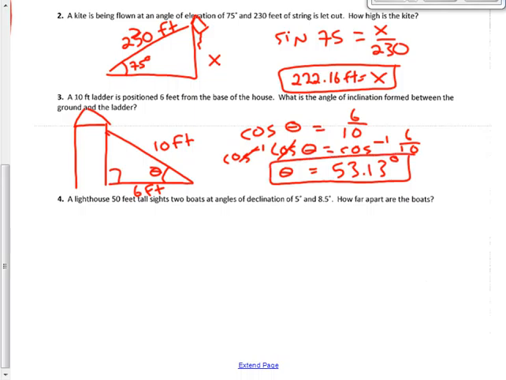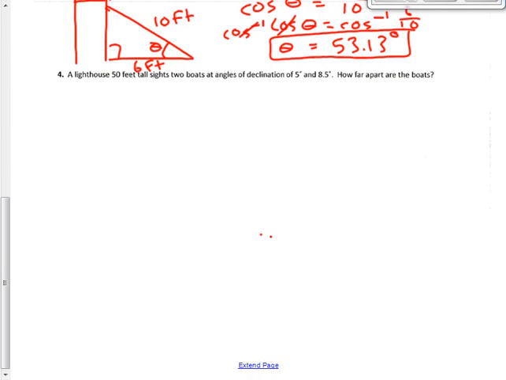Then number 4, this is very similar to a couple problems in your homework and the problem from your note sheet. We've got a lighthouse. Go ahead and draw the lighthouse in for yourself. The lighthouse sees 2 boats. So here's the lighthouse. The lighthouse sees 2 boats.